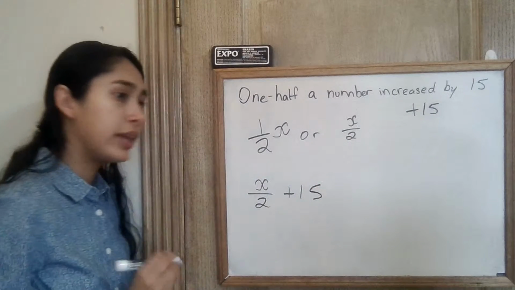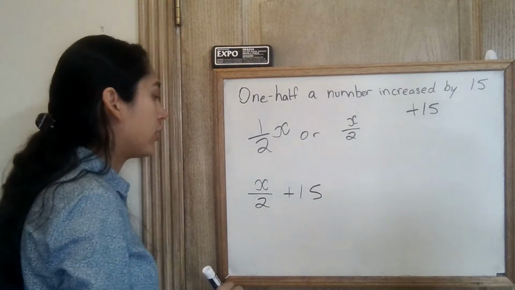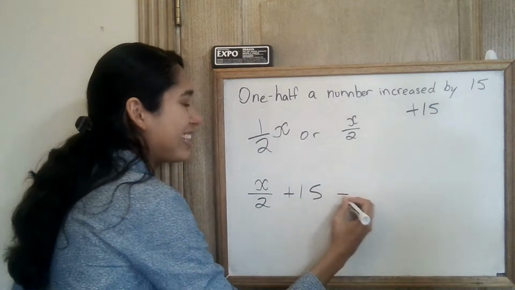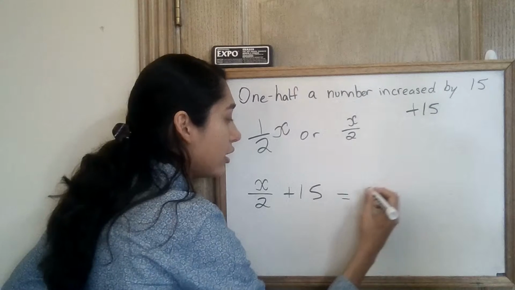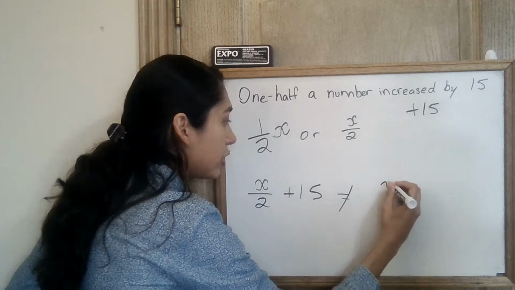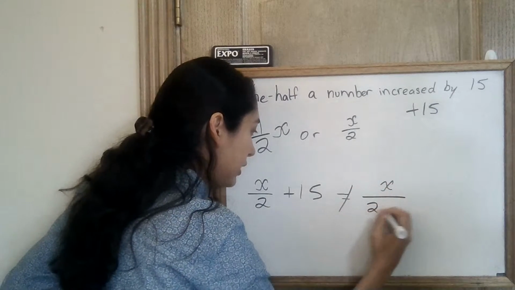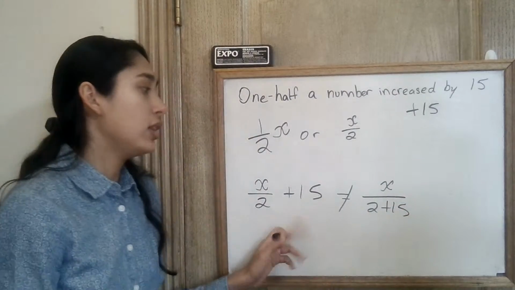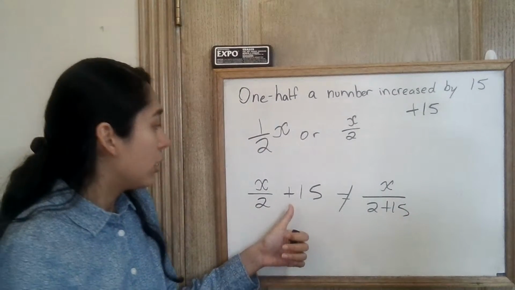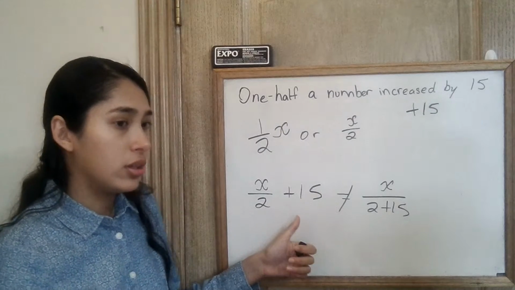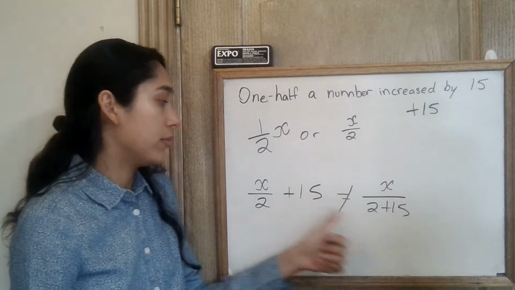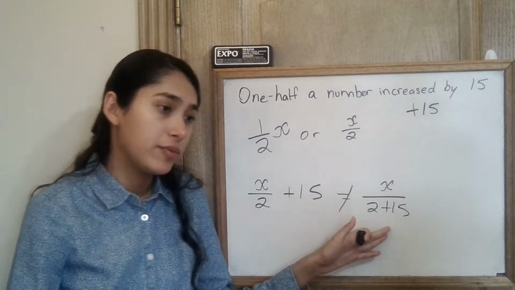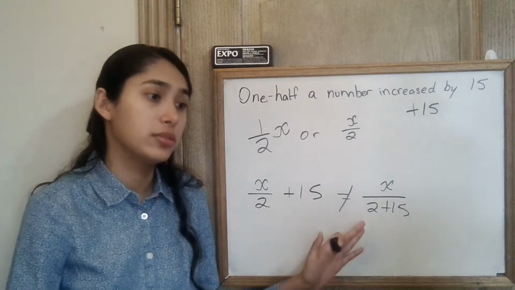If I wasn't being careful, like typing into a calculator, I might type it in wrong and the calculator might interpret this very differently. This value is going to be larger than this one most of the time because of the 15. 15 as a whole number versus 15 being added to the denominator, very different.